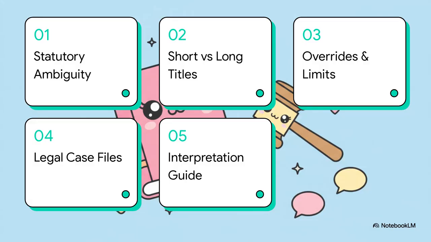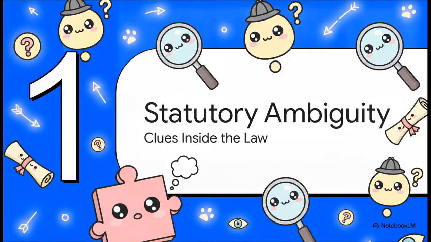Here is our roadmap for today. 1. The statutory ambiguity puzzle. 2. Short versus long titles. 3. Contextual overrides and limits. 4. The legal case files. And 5. Your practical interpretation guide. Let's get into it. Section 1.